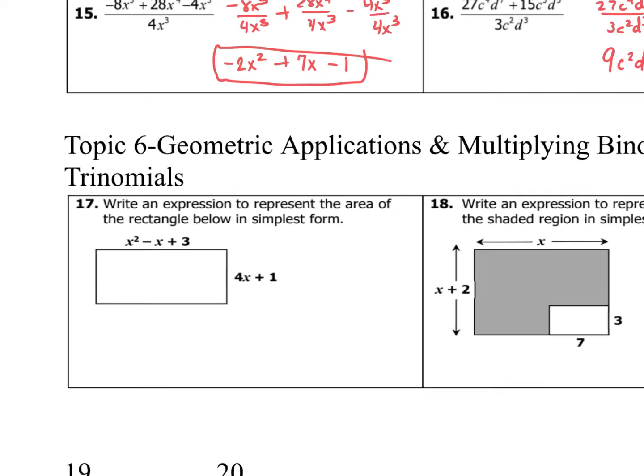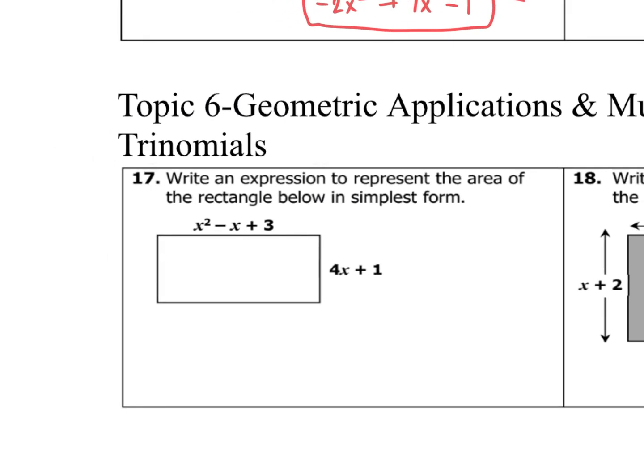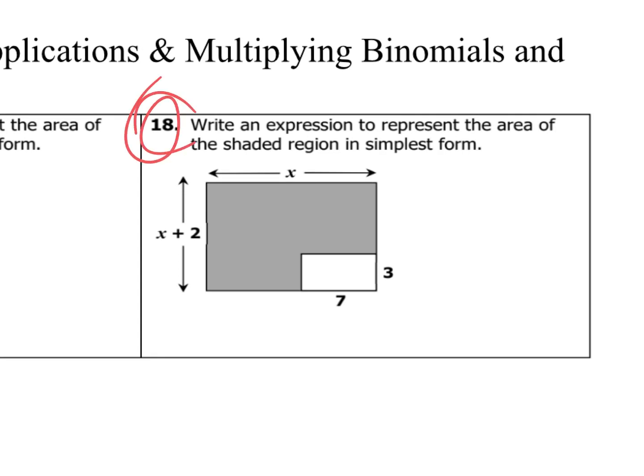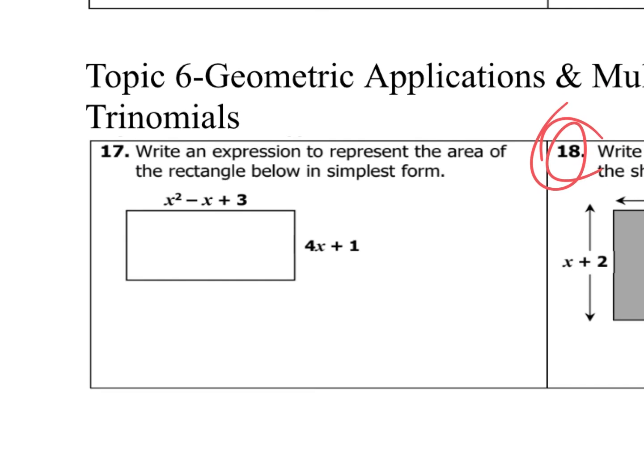All right, geometric applications. You will have one of these on your test. Okay. Write an expression to represent the area of the rectangle below in simplest form. All right, so area, remember, is just length times width, and it doesn't matter which one you use, really. We just need to multiply the two. So 4x plus 1 times x squared minus x plus 3. And we're just distributing here.